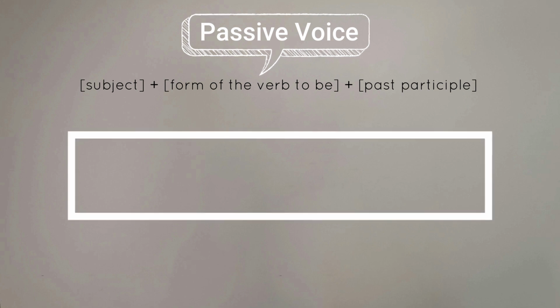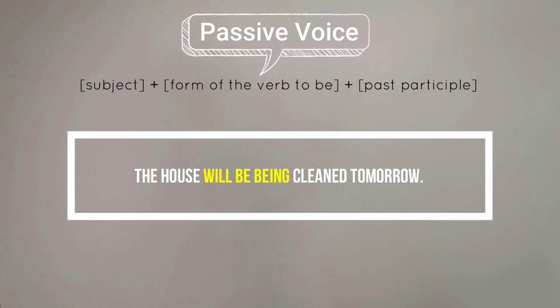Future continuous tense. The house will be being cleaned tomorrow. The house is a subject. Will be being is a future continuous form of the verb to be. Cleaned is a past participle of a verb to clean. Tomorrow is the rest of the sentence.